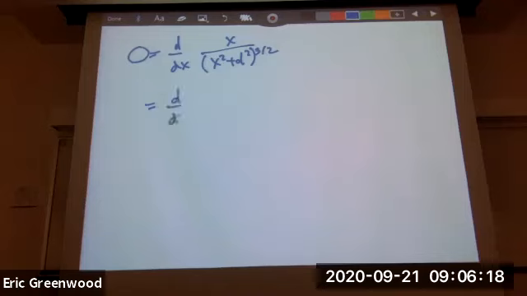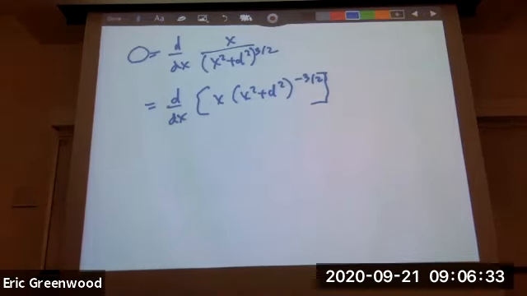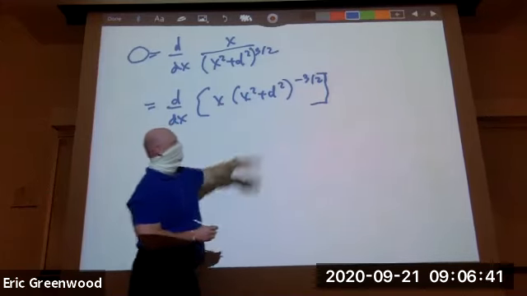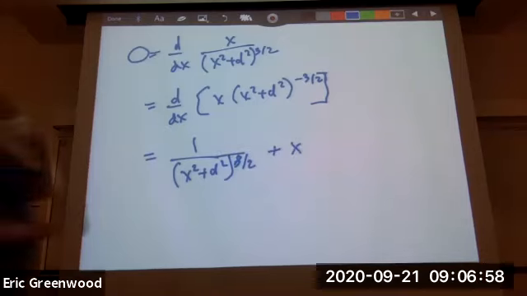So the product rule says that d dx of x times x squared plus d squared raised to the minus 3/2 power. So again, all I'm doing here is I'm making this guy multiplied by, which I'm making a negative 3/2 instead. So our product rule says if I have a function which is a product of two functions, I take the derivative of the first times the second plus the first times the derivative of the second. So let's do that. So this is going to be equal to simply derivative of x with respect to x is 1. So this is going to be 1 over x squared plus d squared to the 3/2. That's that one.